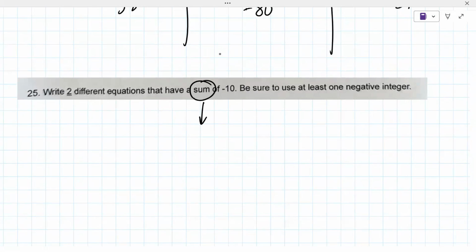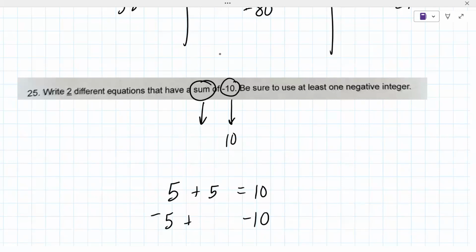Okay. So sometimes it's hard. Sometimes you're like, well, how do I even do that? Let's pretend it's 10. Give me two numbers that add to 10. 5 plus 5 equals 10. Since we really want negative 10, let's make them both negative. So negative 5 plus negative 5. There's your equation 1.